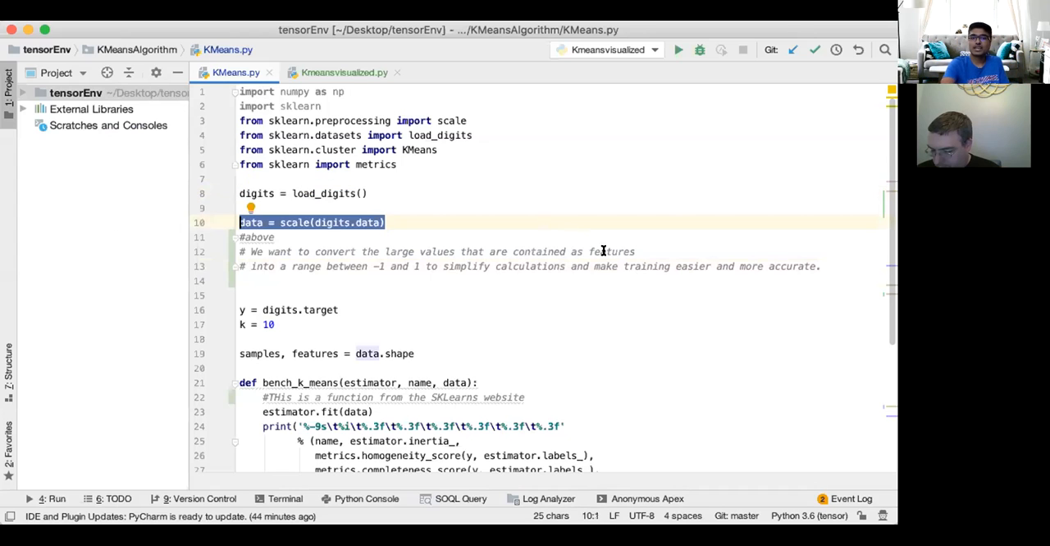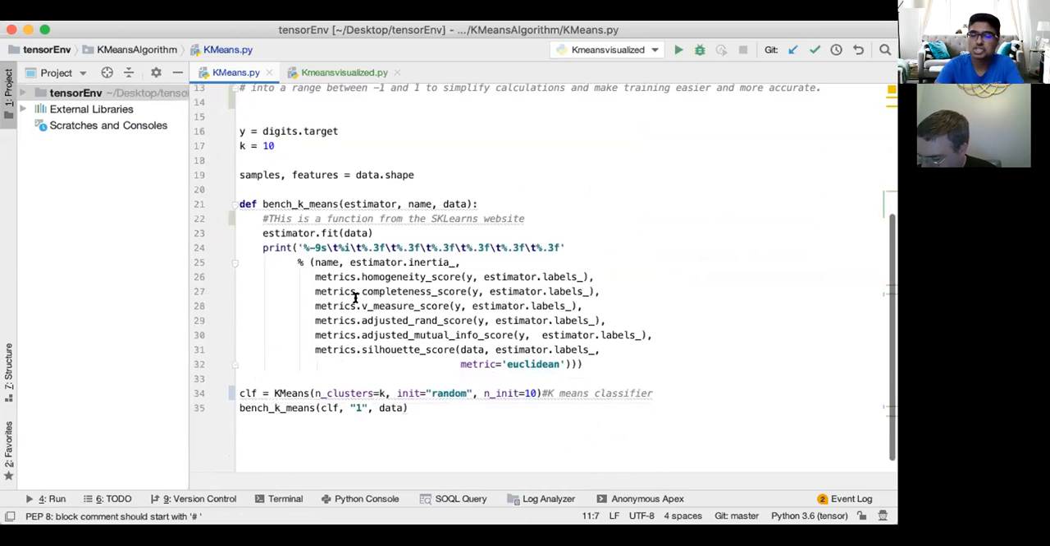Now, this line of code right here allows us to essentially degrade our data. Because if you think about it, handwritten images of data, that's going to take up a lot of space. So we want to convert those huge values as features into smaller and watered down versions so that we can train our model quicker and so that it is more efficient and accurate. In order to do that, we essentially use this line of code in order to convert our data into a range between -1 and 1. And then that way we can much more easily compute and make our model.